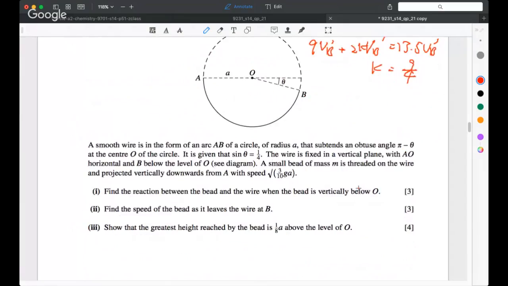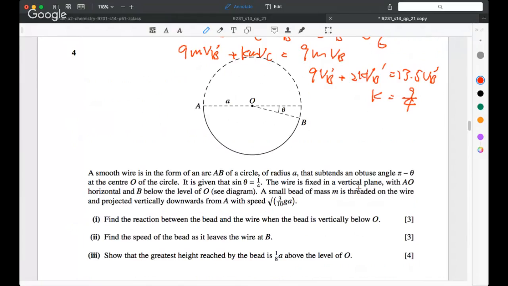Right, question 4. A smooth wire is in the form of an arc AB of a circle of radius A. The arc subtends an obtuse angle pi minus theta at the center O of the circle. It is given that sine theta is a quarter. The wire is fixed in a vertical plane with AO horizontal and B below the level of O. A small bead of mass m is threaded on the wire and projected vertically downwards from A with speed square root of 3/10 GA. Find the reaction between the bead and the wire when the bead is vertically below O.